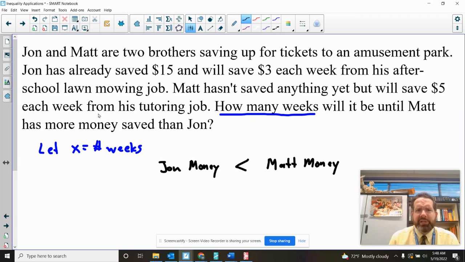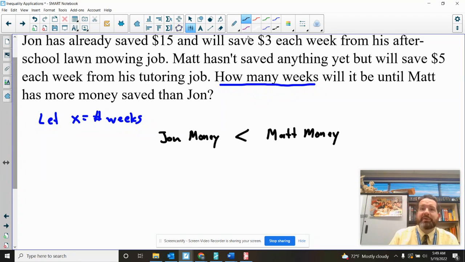Now, when you're picking your inequality, make sure that you don't just look at the word. Make sure you think about the order of things. If I'm putting John's money on the left, and if Matt's is supposed to be the bigger one, I need to make sure the inequality opens to Matt's side. All right, with that out of the way, let's now put some more details in here. So how much money does John have? Well, he's already saved that $15. He's going to be adding on to that $3 each week. So $3 times the number of weeks, that's his additional money. Add that to his 15, that's his total savings.